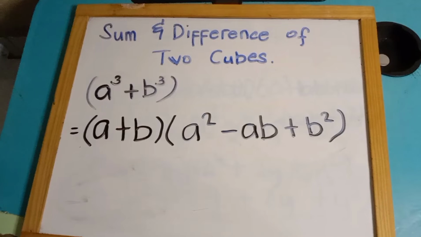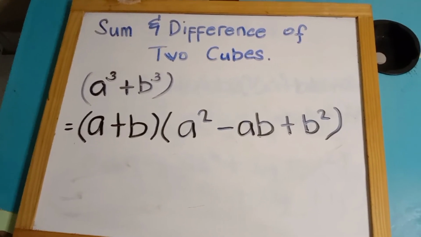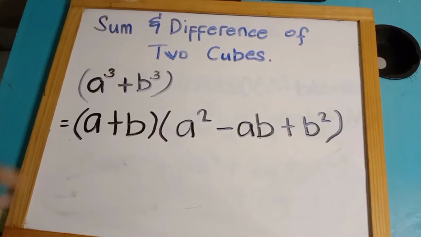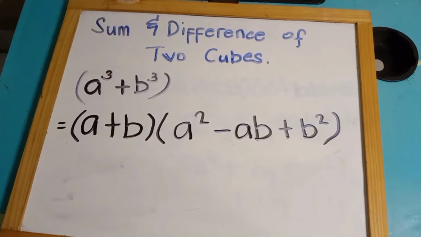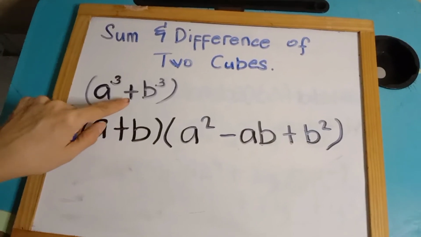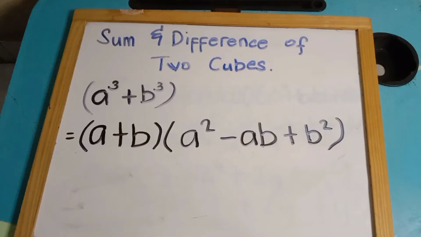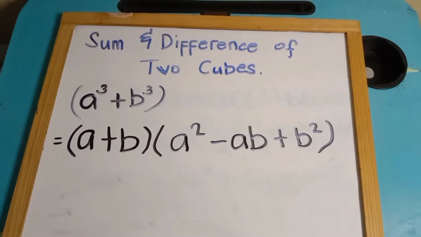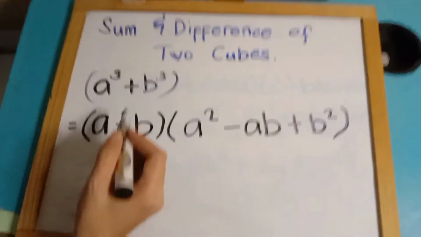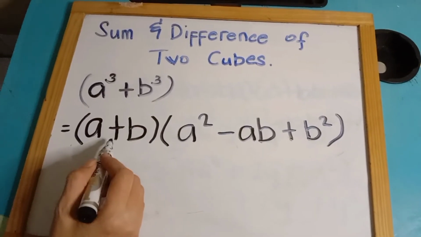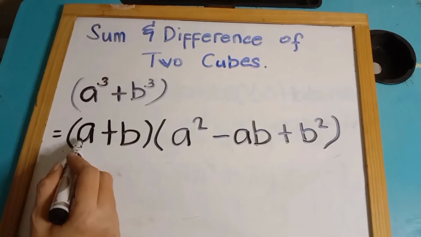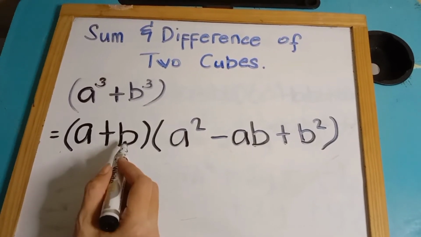Okay, so let's have another example. Earlier, our example was the difference of two cubes. This time, how about the sum of two cubes? Now we are looking for the sum. Actually, it's the same process. The first step is to find the sum. Since this is a sum, it is the sum of the first and last term. So this will become a plus b.